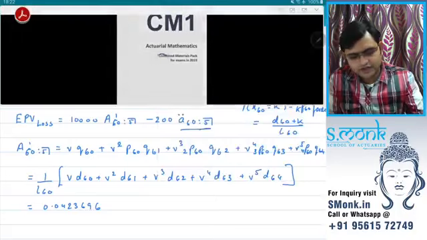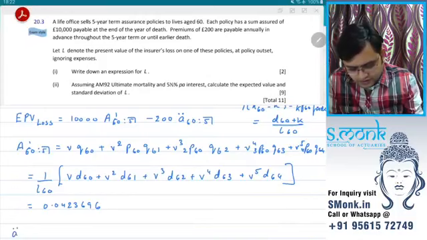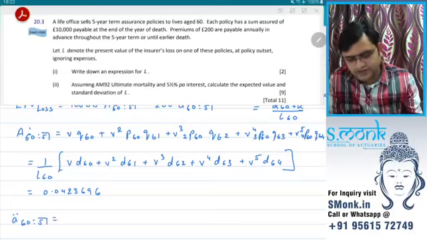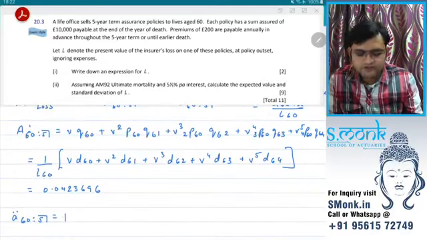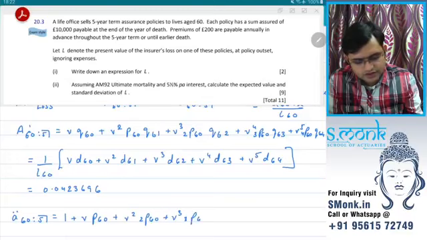What about ADU 65? In this case, we will have first premium given by everyone. Then second premium would be given at time 1 for anybody who survives the first year. So p60, v square 2p60, v cube 3p60, v raised to 4 4p60.